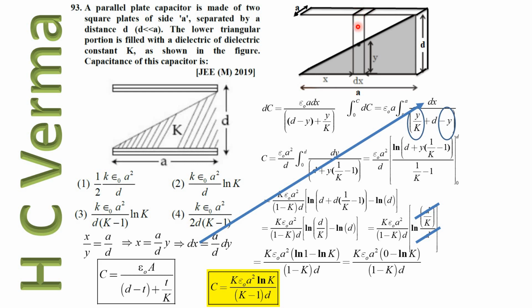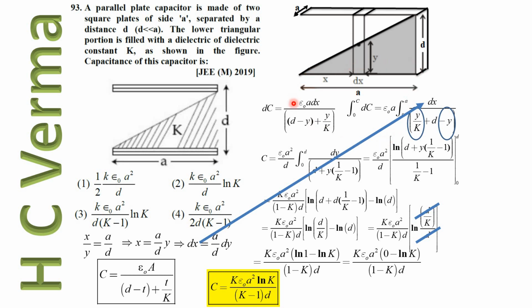Capacitance of this small portion is given by C equal to epsilon naught A upon d minus t plus t by k. This is the last derivation of the chapter, capacitance with a dielectric slab. But here we have the slab only up to height y, so replace t by y. Area to be replaced by length equal to A, breadth equal to dx. Integrating it from 0 to A, you add up all these capacitors being in parallel.